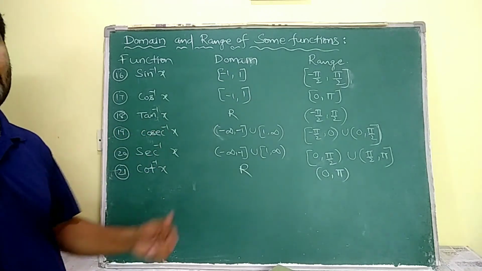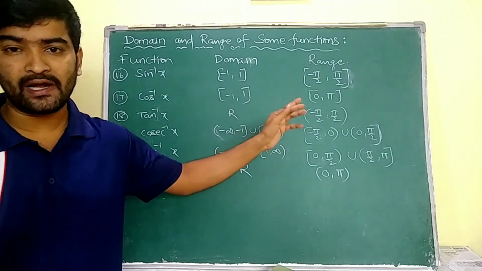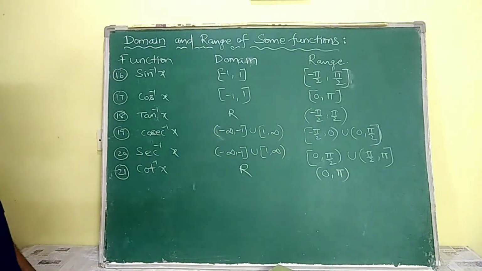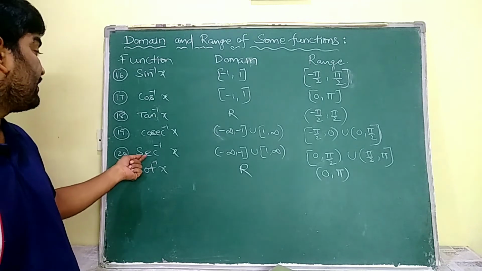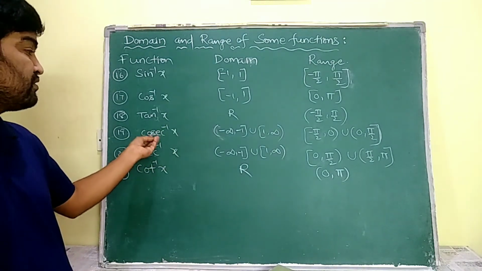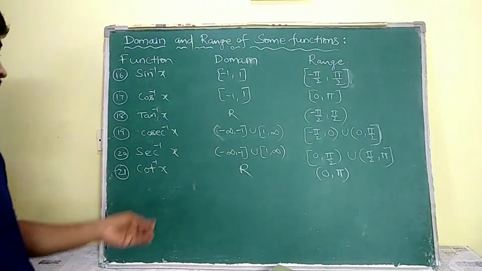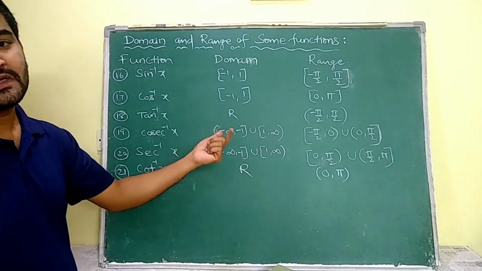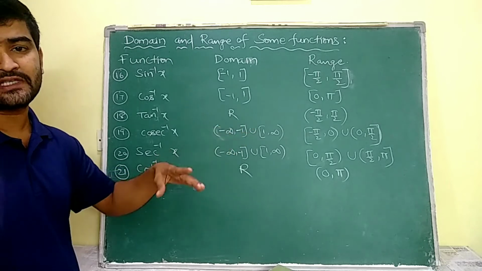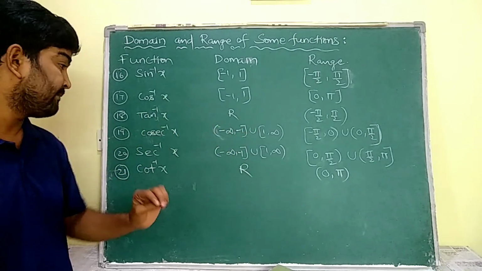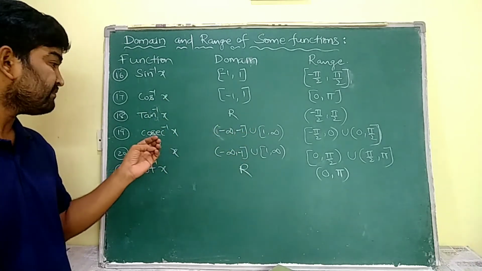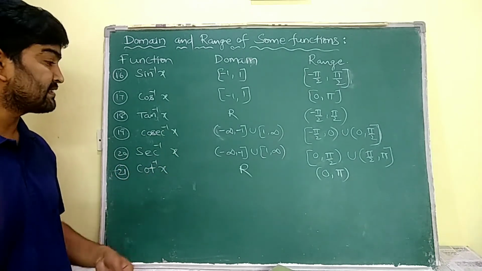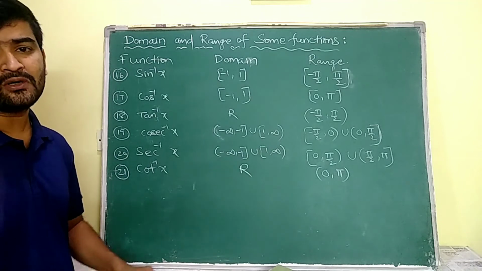Cosecant inverse x, -π/2 to 0, excluding that 0, and from 0 to π/2; there also we have to exclude that 0. Why? Because if we place those zeros, these values are not going to be defined. Now similarly, secant inverse x range is from 0 to pi by 2, with pi by 2 excluded, and again from pi by 2 to pi. That means the pi by 2 value is excluded. Now cot inverse x, its range is from 0 to pi.